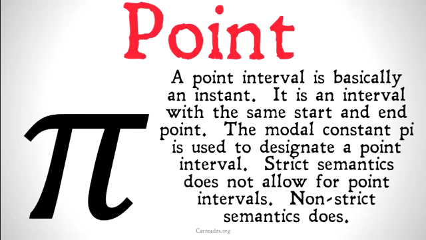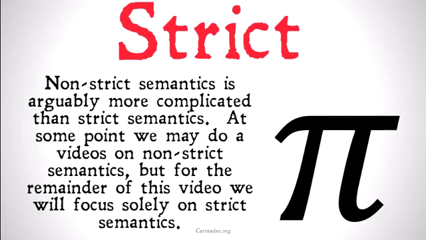But if you ever do have to work with non-strict semantics, which also kind of encompasses instant-based logic, you will be seeing this constant as well as other representations of point intervals. Non-strict semantics is arguably more complicated than strict semantics because it includes both the strict interval logic semantics as well as all of the pieces of instant-based logic and the interactions between them. At some point, we may do videos on non-strict semantics. We might do a series of videos on those. But for the remainder of this video, we're going to focus solely on strict semantics.